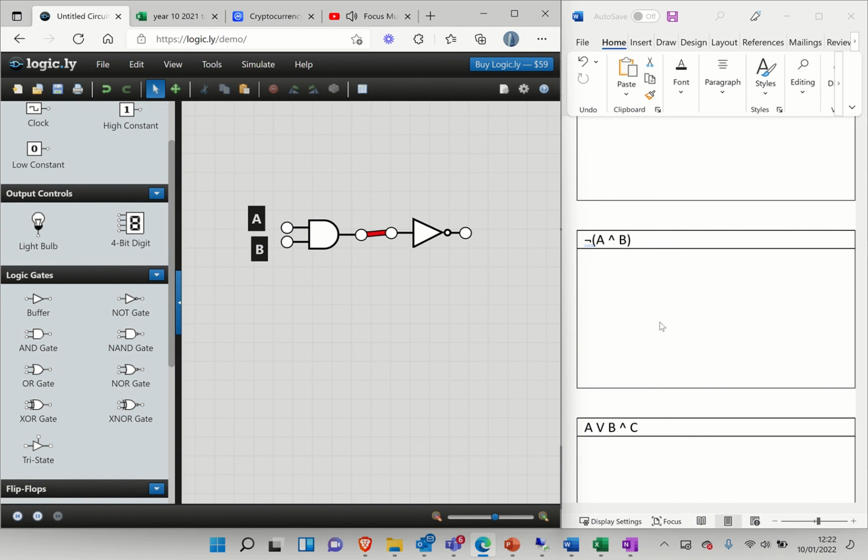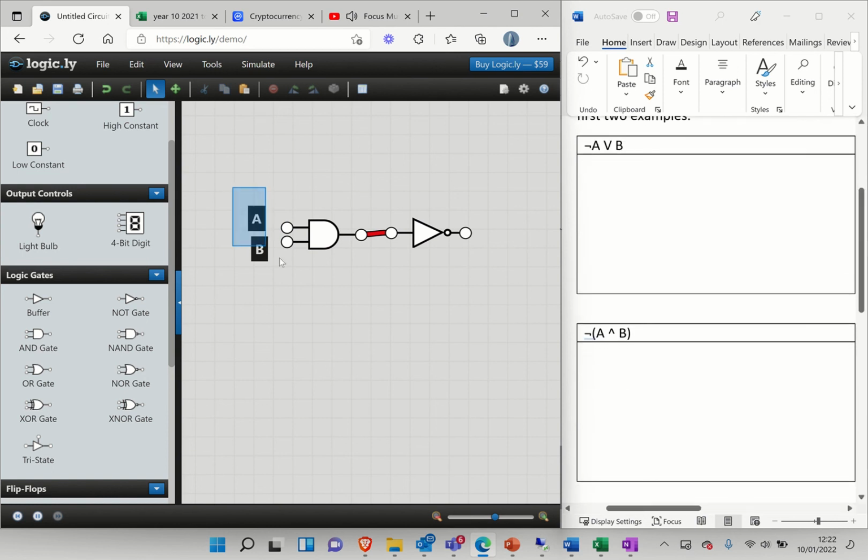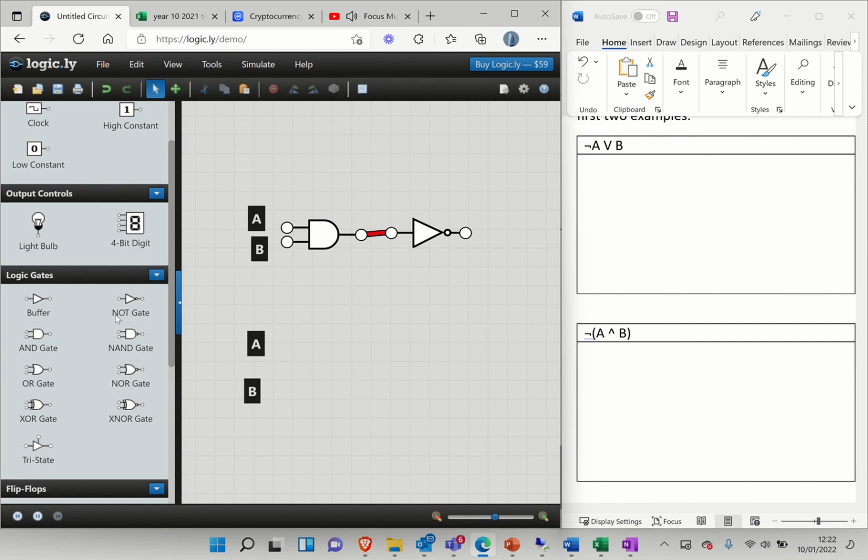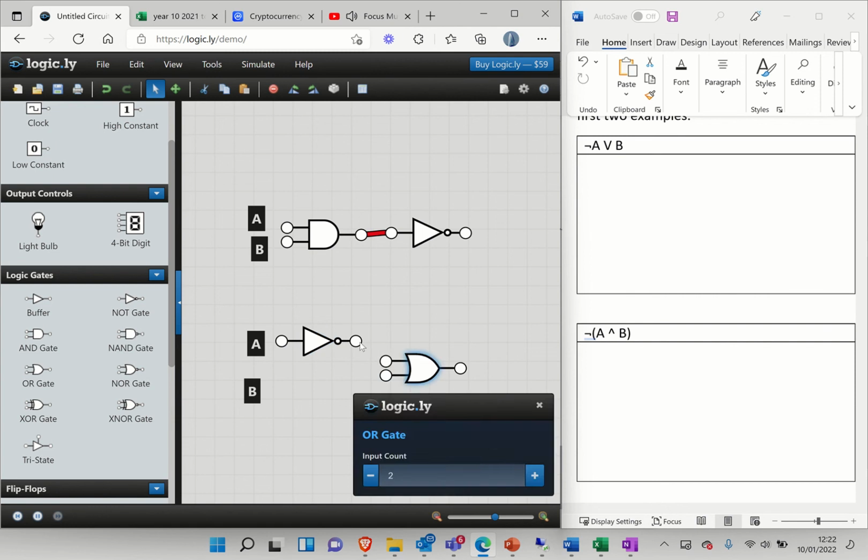So let's compare the two together. Okay, so I'm just going to copy those labels, just so you can see the difference. Just put those two down here. And then I'm going to add another NOT gate. And I'm going to do another OR gate.